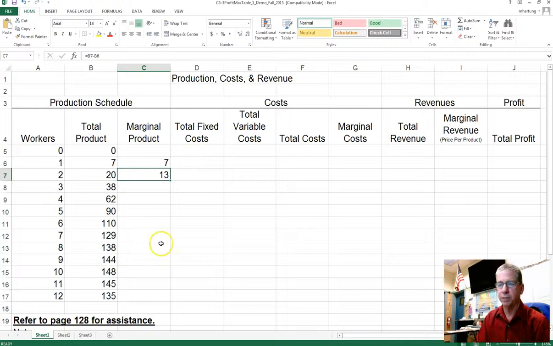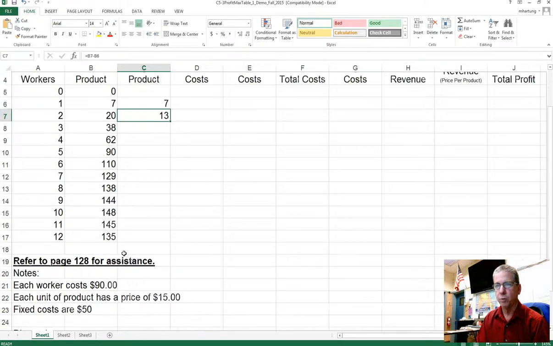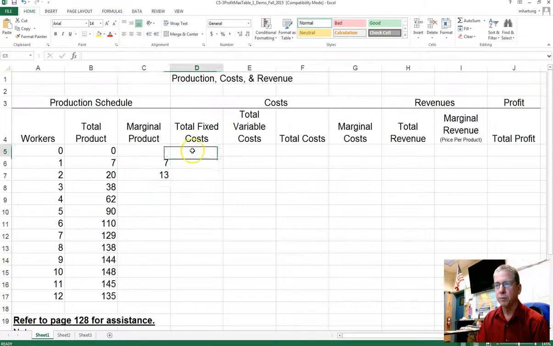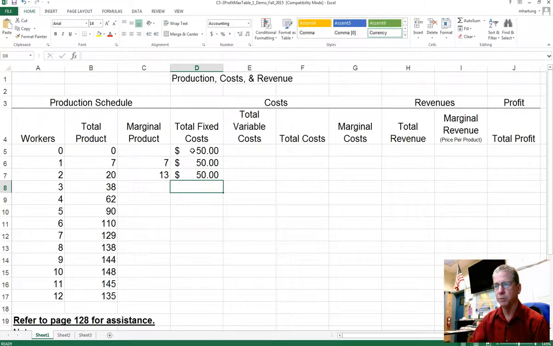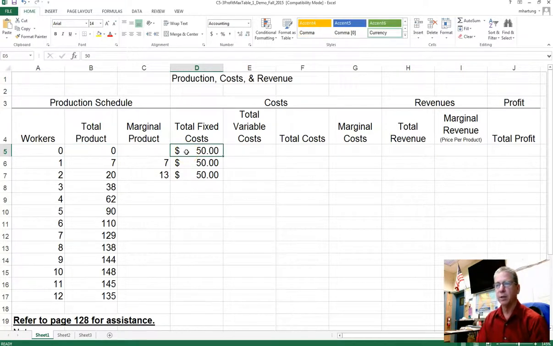Next, total fixed cost. For that, you need to take a look at our notes and find out what our fixed costs are for this problem. Fixed costs are $50. So you want to fill in 50 for each of these rows here, for each worker. And don't forget that even though we have no workers, we have no product, we still have a fixed cost, which follows from the fixed cost video previously viewed.